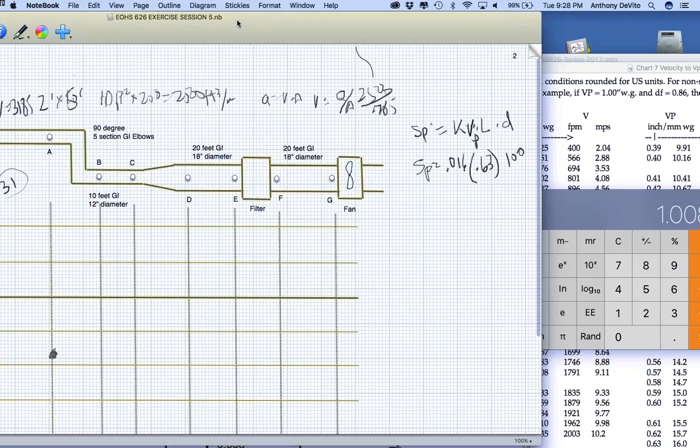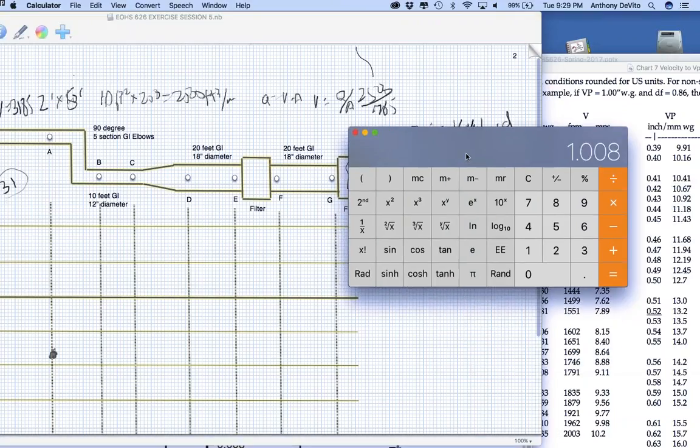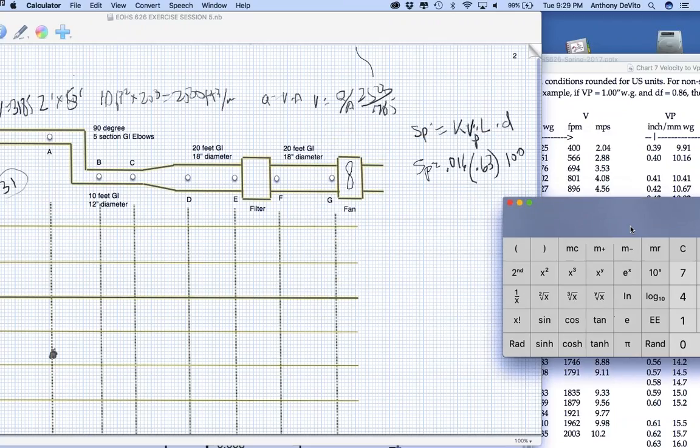Times 100 feet. Times 100 turns out to be... I think it's 1.1. Should I do it again? No, it's 0.01008 times 100. Yeah, there it is right there. Okay. So that's basically 1 inch. So I lose 1 inch.